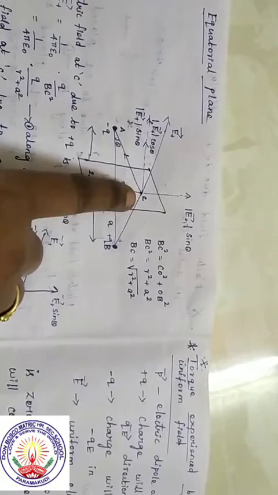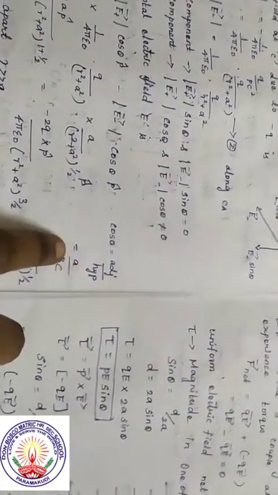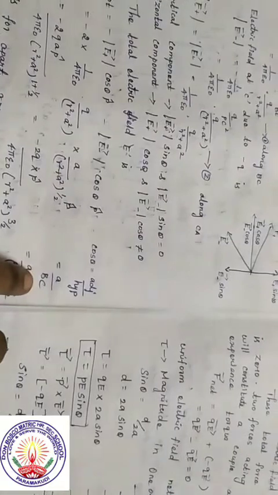First we have to calculate the BC value in this triangle. Then in this triangle we have to calculate the cos theta value. Cos theta means adjacent by hypotenuse. So the distance A by BC.